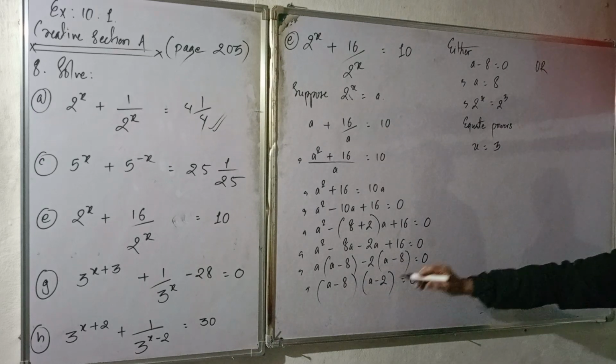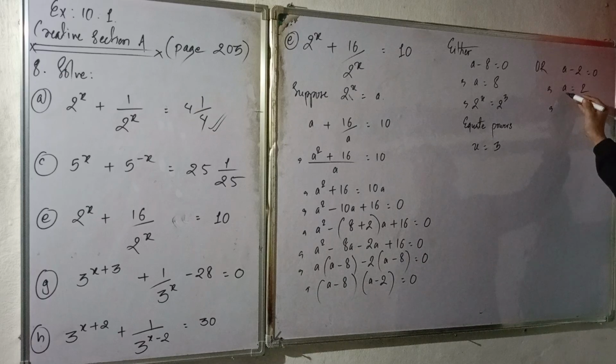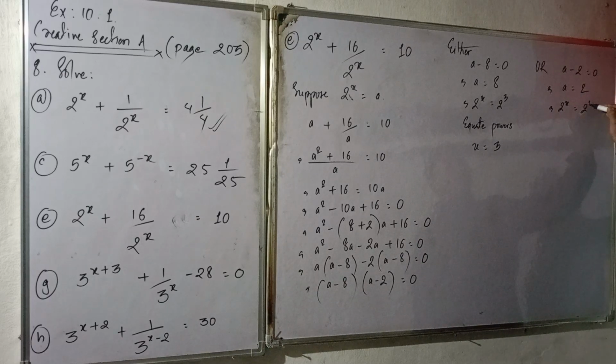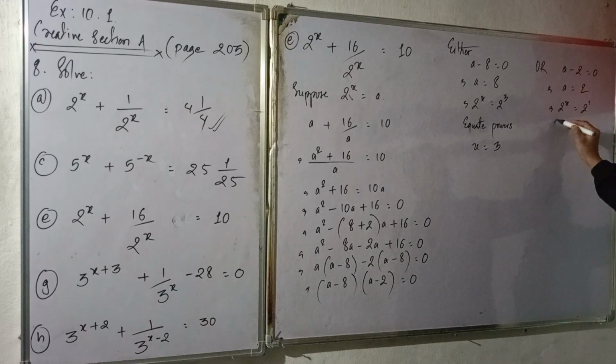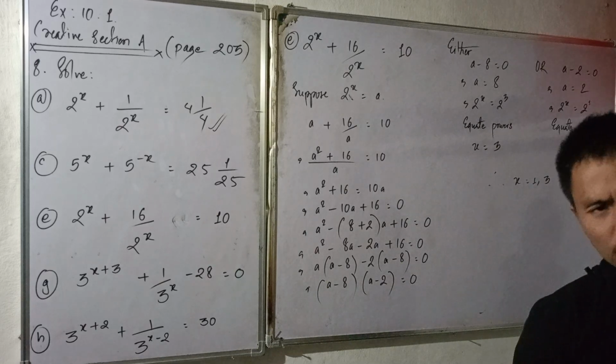Or there is also a minus 2 equals to 0, or a equals 2. Now replace back the value of a by 2 power x. So 2 power nothing means there is 1 always. So equate powers, you will get x equals to 1. So there are two values for x, that is 1 and 3. Finish. It's very easy.